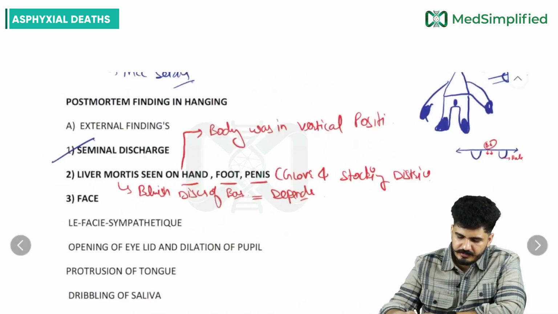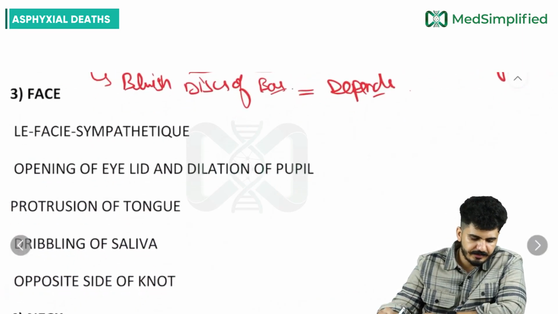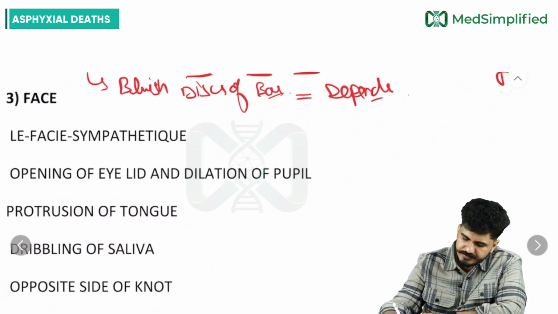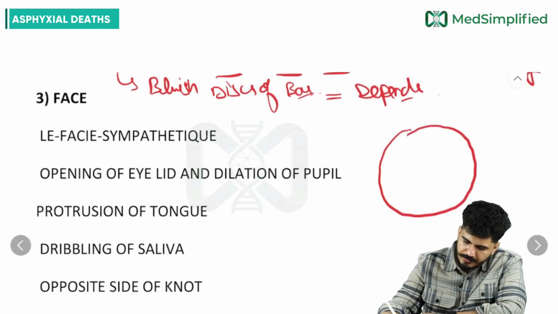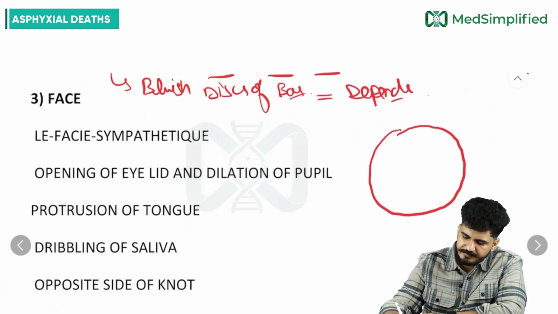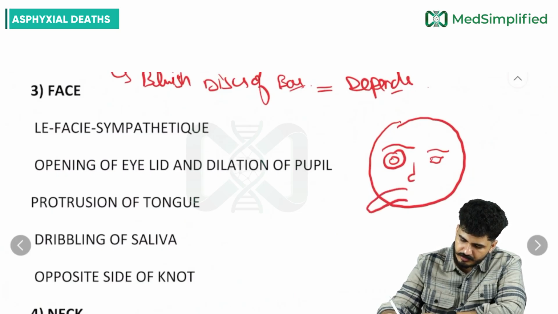Now we are coming to the face. On the face of a hanging person, there will be a sign called risus sardonicus... sorry, la facies sympathetica. What is la facies sympathetica? You will see opening of the eyelid and dilatation of the pupil. The other eye will be like this. Plus there will be protrusion of the tongue outside.